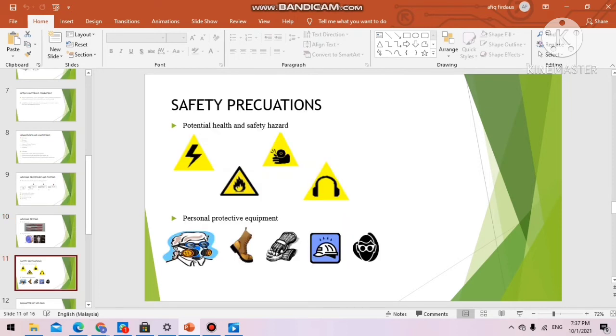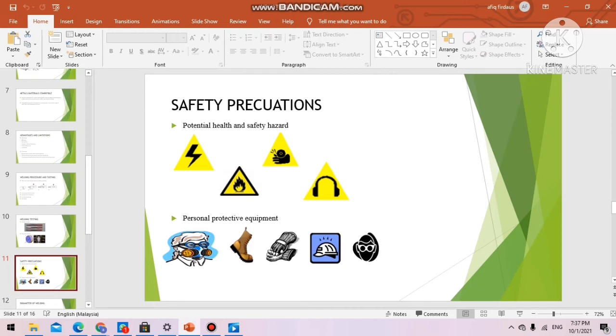For the safety precautions, for the potential health and safety hazards, the first one is electrical hazard. Make sure the plugs and wires are in good condition for all electrical appliances and machines. The second is fire. To protect yourself, keep your work area clear of flammable material that, as a result of sparks, can cause fire.